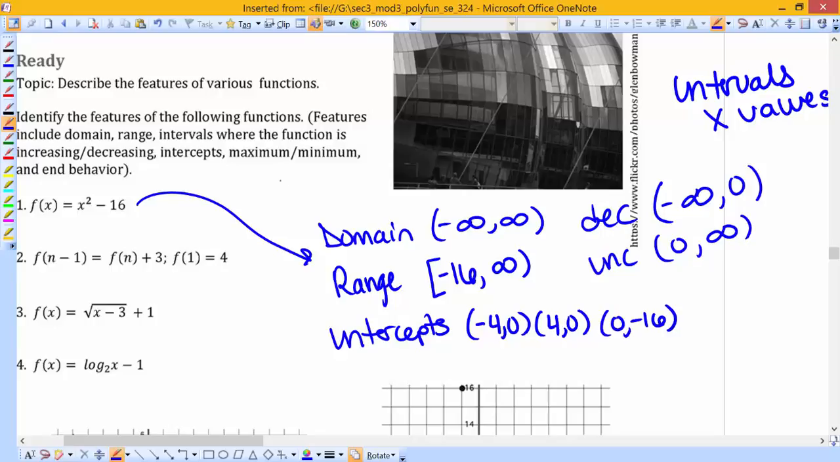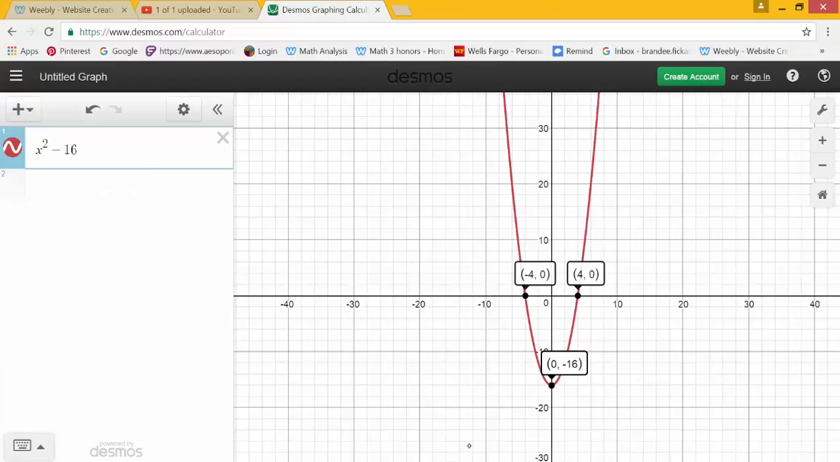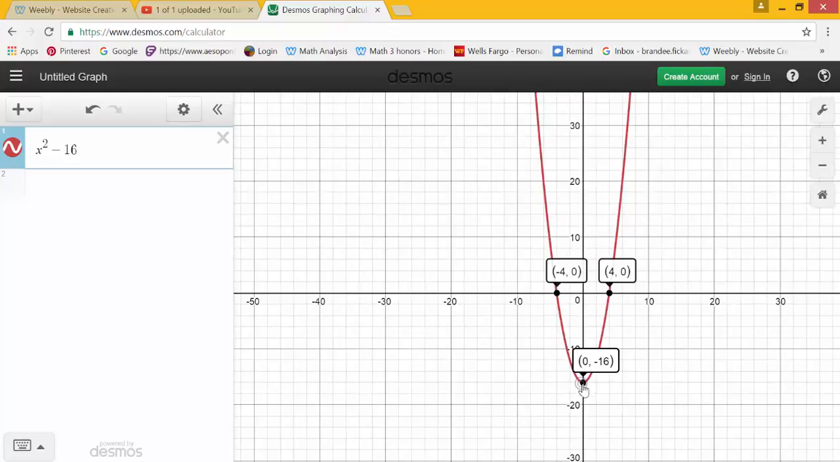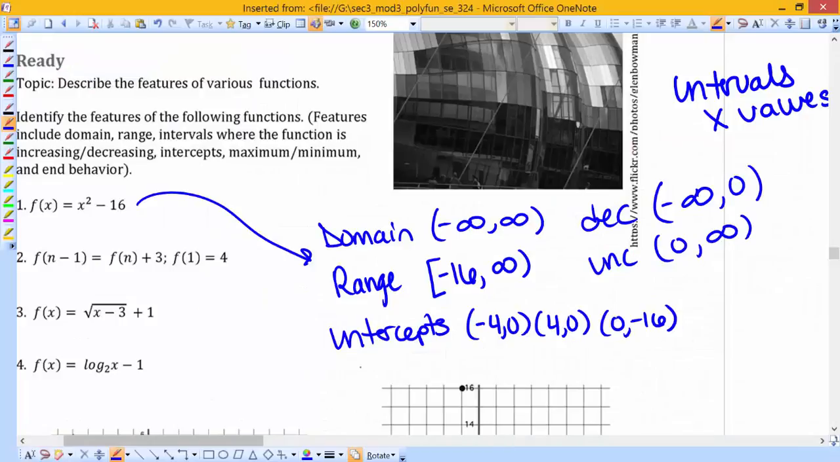Then it wants the minimum and maximum, or maximum. So minimums and maximums happen at the very most bottom value. You cannot have them where there are arrows. So you're really looking at where the graph bottoms out. This has a minimum at its vertex. So it has a minimum of 0, negative 16.